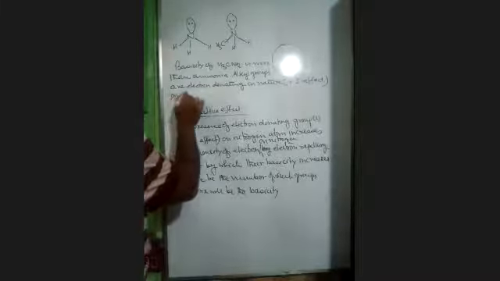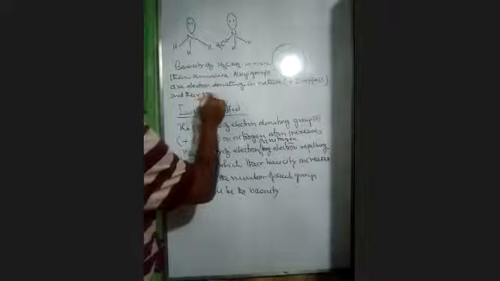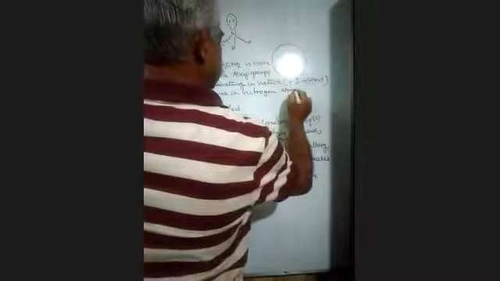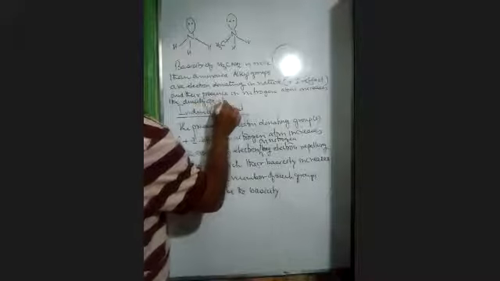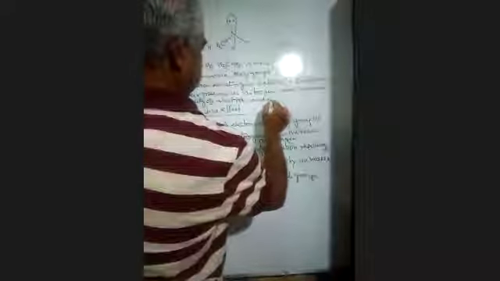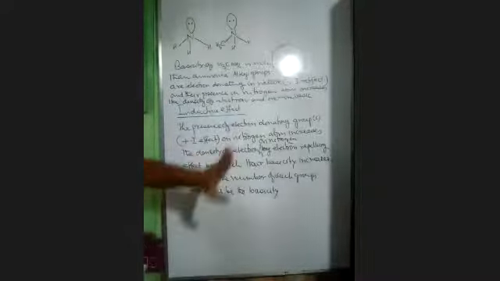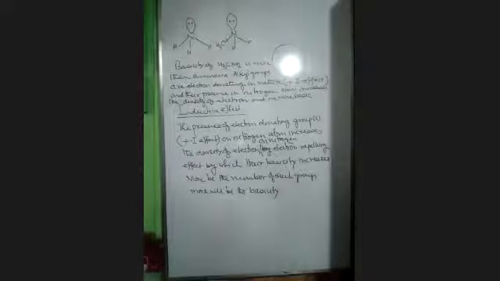And their presence on nitrogen atom increases the density of electron and are more basic. Could you understand why methylamine is more basic than ammonia? Because methyl group is electron donating. So, right, start from here. Then after that, you write, then I'll give you some more examples.